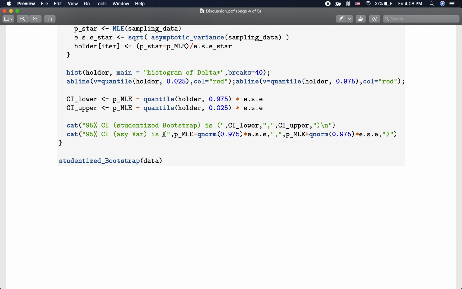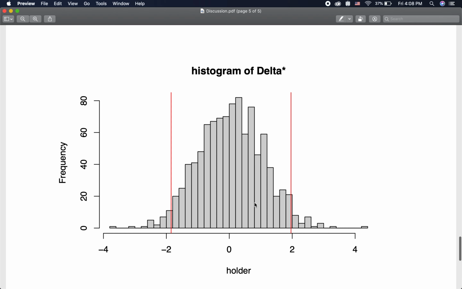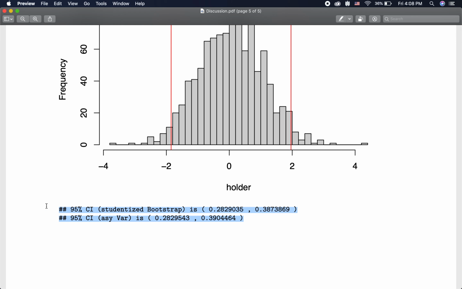And here we also return the confidence interval from the asymptotic variance. This just comes from the Q norm multiplied by that. So similar idea from the previous example. And this is the studentized bootstrap. Here is the empirical distribution of delta, which is constructed from 1,000 simulated delta I. And here are the two quantiles, 0.025 and 0.975. And here are the two confidence intervals. So one is the studentized bootstrap. Now you can see that this one covers the true value, which we already know is 0.3.